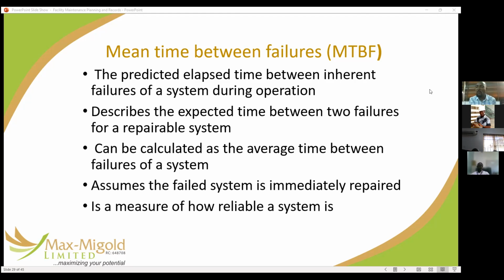So your mean time between failure helps you to determine how reliable your asset or equipment is. When the equipment is no longer reliable, that means it is definitely calling for what we call a replacement. It describes the expected time between two failures for a repairable system, and can be calculated as the average time between failures of a system, assuming the failed system is immediately repaired. It's a measure of how reliable a system is, which I've already told you: you can use your MTBF to determine how reliable your asset is.